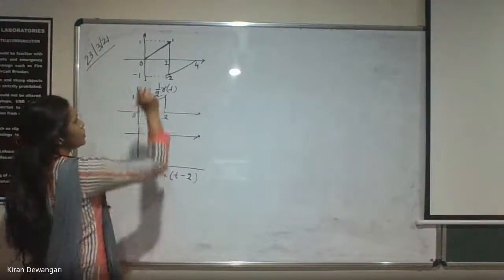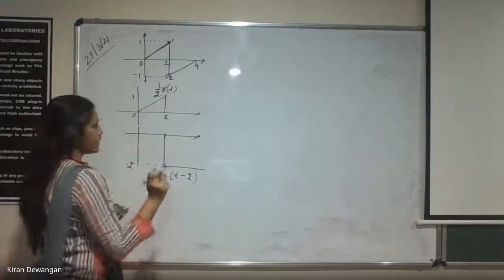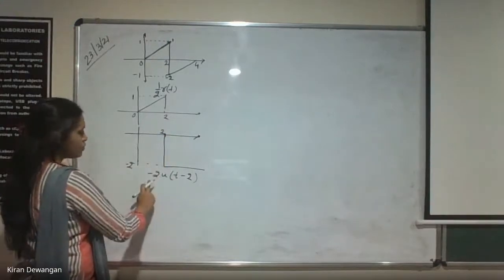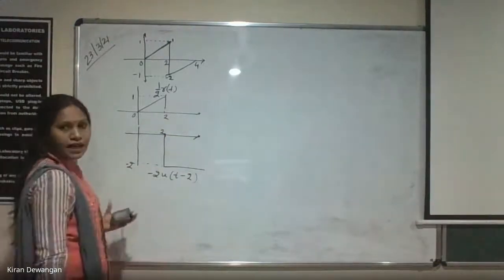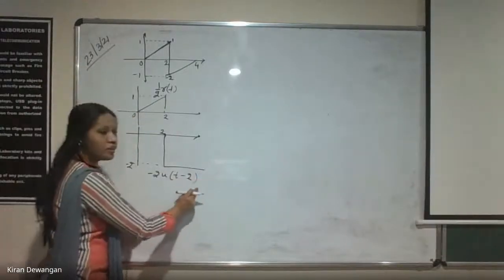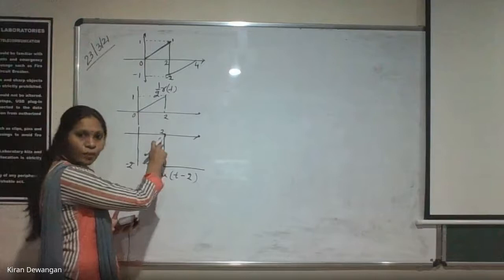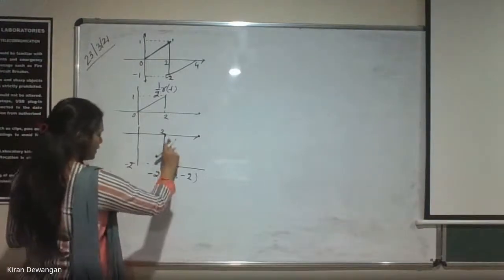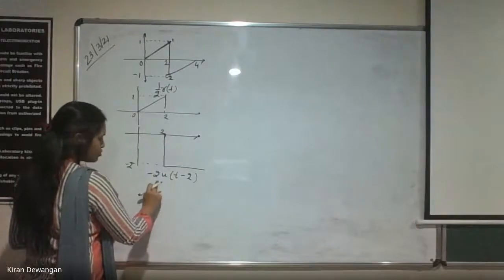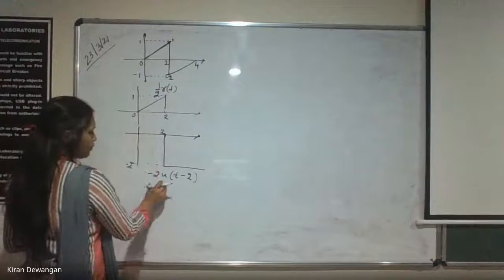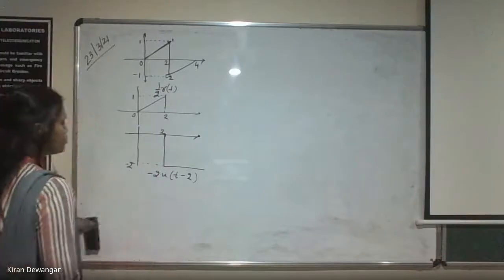Clear? So now if we look at this point, this is 2, at 2 it is -2, that is why it is plotted on the negative side. It is plotted on the negative side and since it is u(t-2), it will start from 2, correct? So it is starting from 2 and since it is -2, it is on the negative side of amplitude. The amplitude is negative, -2.